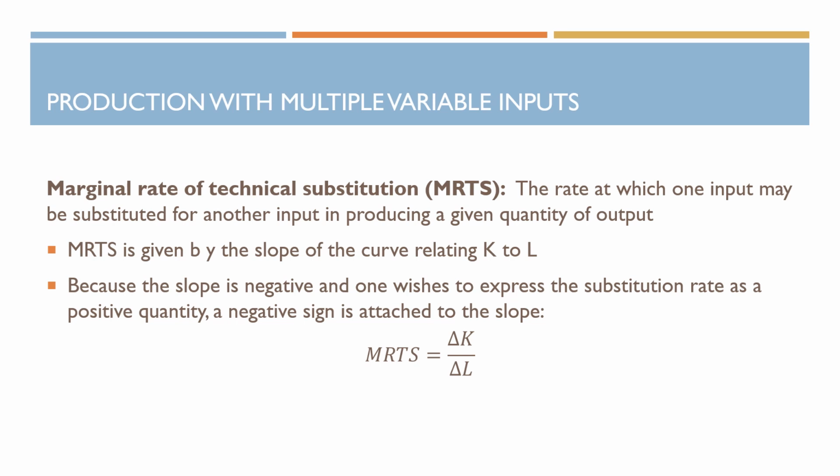The marginal rate of technical substitution is calculated by using the change of capital units divided by the change of labor.